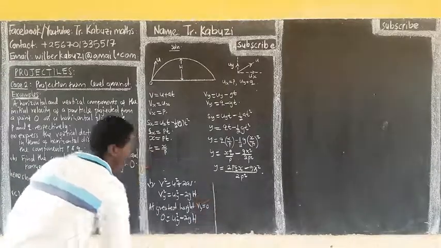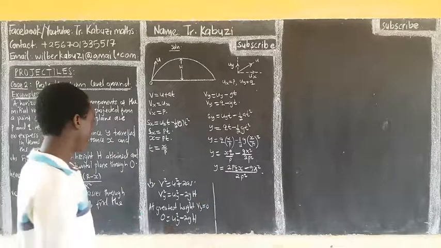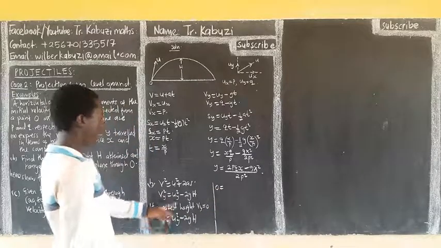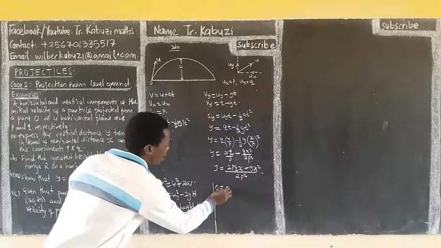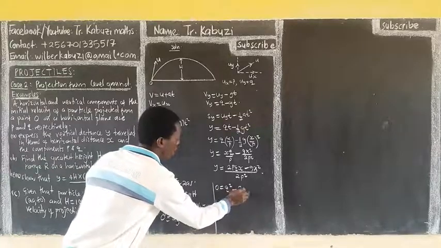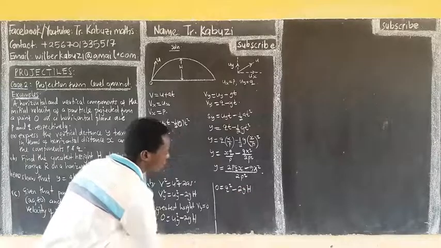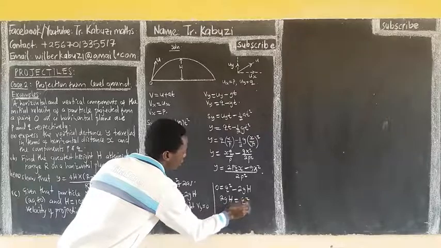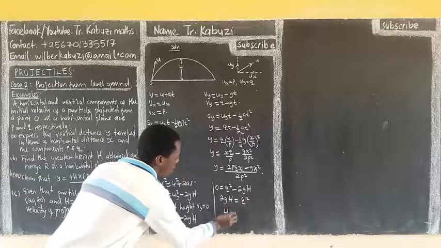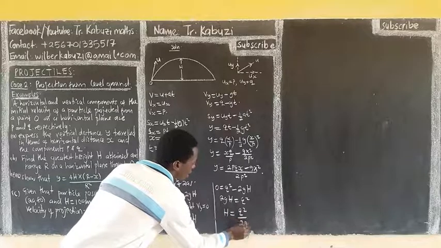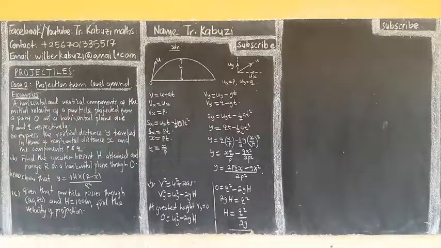And from there, I can make my h the subject. Here I have 0 equals my u squared y, which is Q squared, minus 2gh. We want to make h the subject, so 2gh will be equal to Q squared. Dividing through, our h is going to be Q squared over 2g. As simple as that. So this is our maximum height attained.